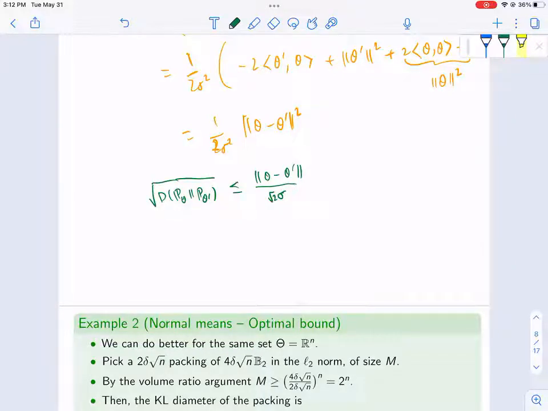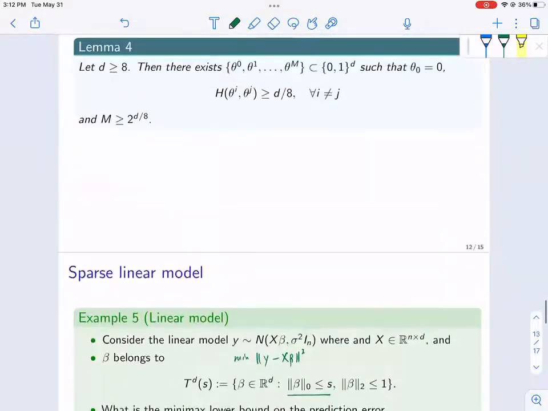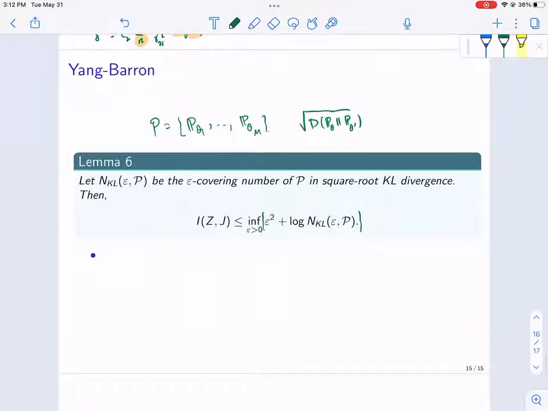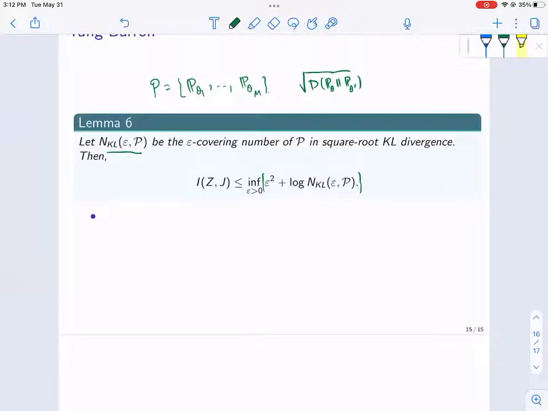So packing the probability space in this metric is like packing the original parameter in the scaled L2 norm. If I have an epsilon covering of P in the KL divergence, that will be the epsilon covering number. Then I have this upper bound on the mutual information. So you would have something like this infimum: if you pick any epsilon, you get an upper bound. You would get delta squared, that's from the packing that we had, times epsilon squared plus log N_KL(epsilon, P) plus log 2, divided by log M(delta).